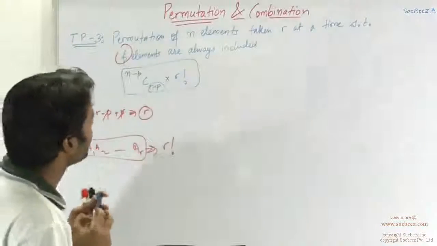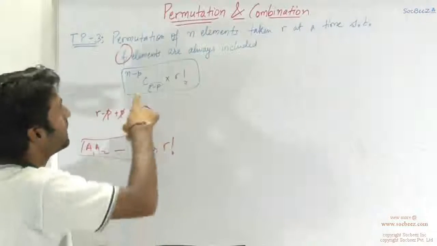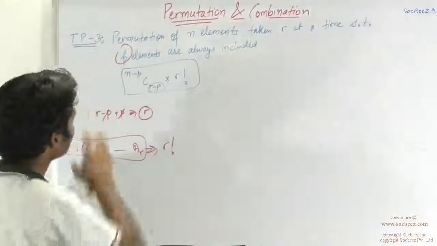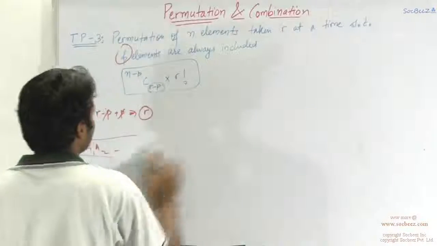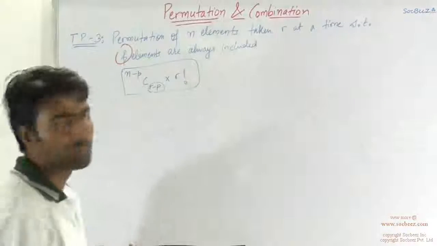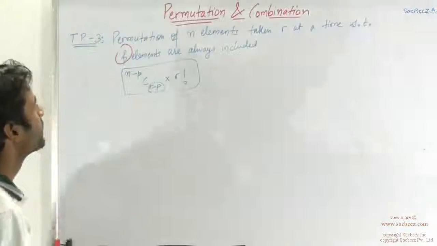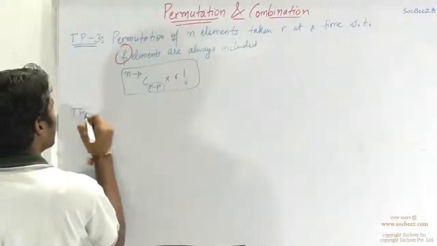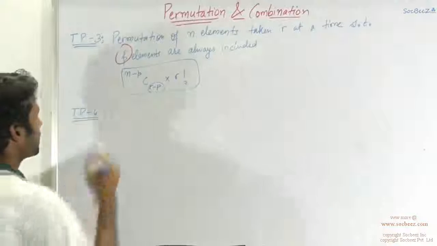So the total number of permutations of n elements taken r at a time such that p elements are always included is n minus p C r minus p into r factorial. So this is our typical problem set number 3. It is similar to typical problem 2, and you can figure out that this is directly based on typical problem number 1. This is just by arranging them in r factorial ways. Another, typical problem set 4, is based on typical problem number 2.